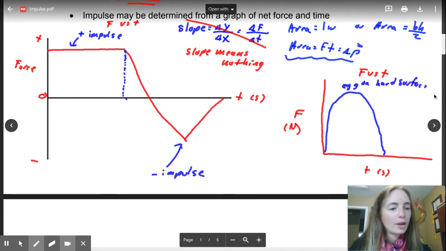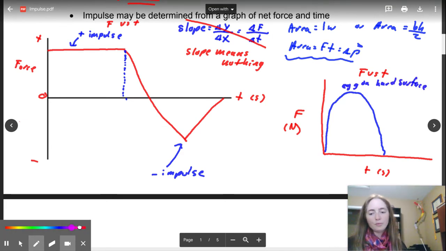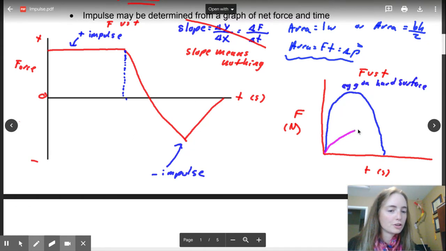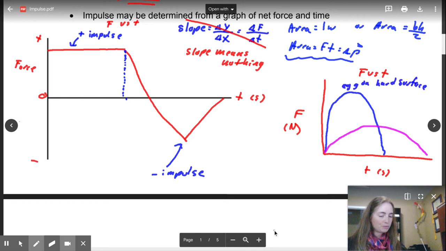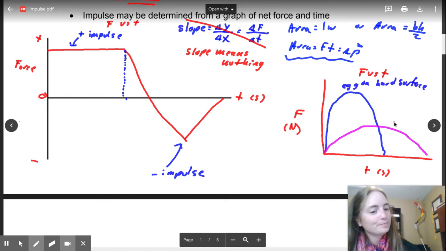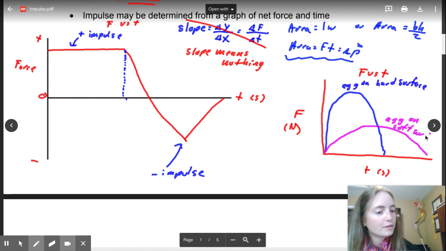Now I'm going to do pink, which is going to be an egg on the soft surface. So it's experiencing less force, but the time in which it is experiencing it is longer. So this is egg on soft surface. There we go.